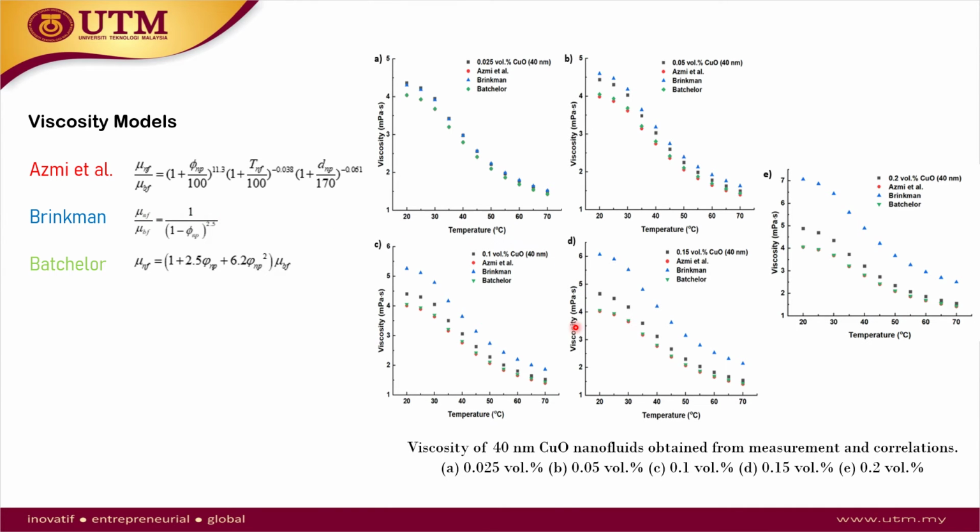Here we are presenting the 40 nanometer copper oxide nanofluids with different concentrations. We can see that the experimental data fits perfectly with Brinkmann's model when we are using 0.025 and 0.05 percentage of copper oxide. When the concentration was increased from 0.1 up to 0.2, the gap between the experimental data and Brinkmann's model is further away. For this phenomenon, we will explain it after the next figure.